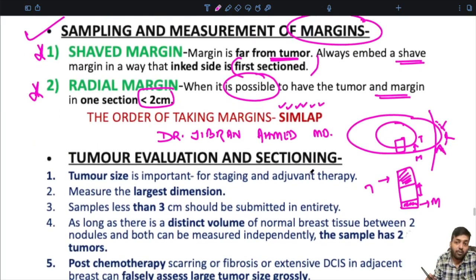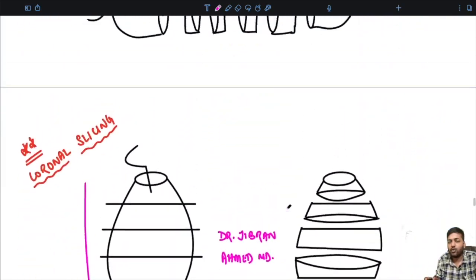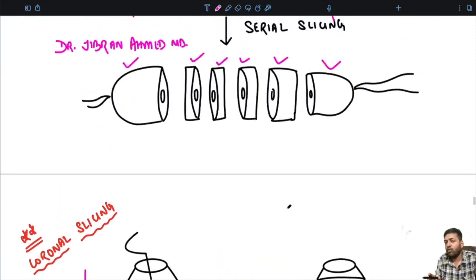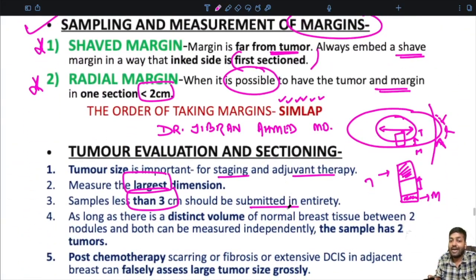Now, the tumor evaluation and the sectioning of the tumor proper. How do you do that? The tumor size is important for staging and for adjuvant therapy. You should measure the largest dimension of the tumor. If this is the tumor, this is the largest dimension you should measure. Samples which are less than 3 centimeters should be submitted in entirety. As I have shown you, the first two ways, sagittal sectioning and coronal slicing, are for tumors less than 3 centimeters, and they should be submitted completely.